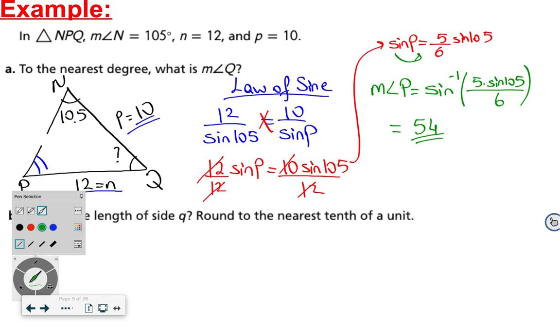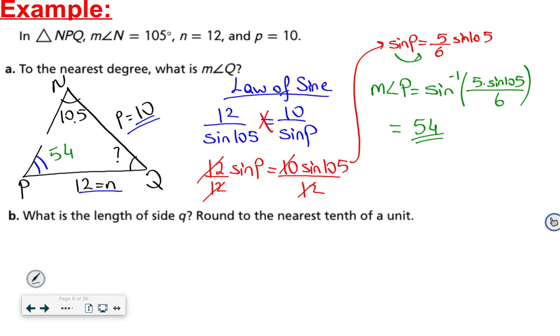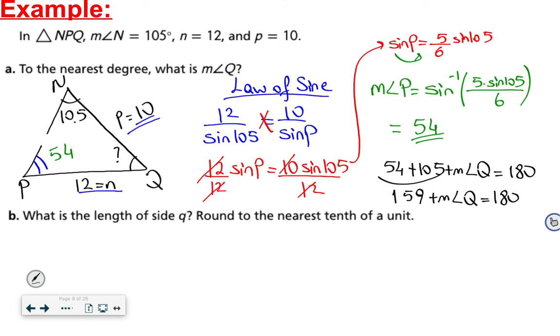This is 54. Can you please tell me the sum of the measures of the interior angles of a triangle, which is 180. If you add them up, 54 plus 105 plus the measure of angle Q is equal to 180. If you add them up, you will get 159 plus the measure of angle Q is equal to 180. When you subtract 159 from both sides, the measure of angle Q is going to be equal to 21. And this is your answer.